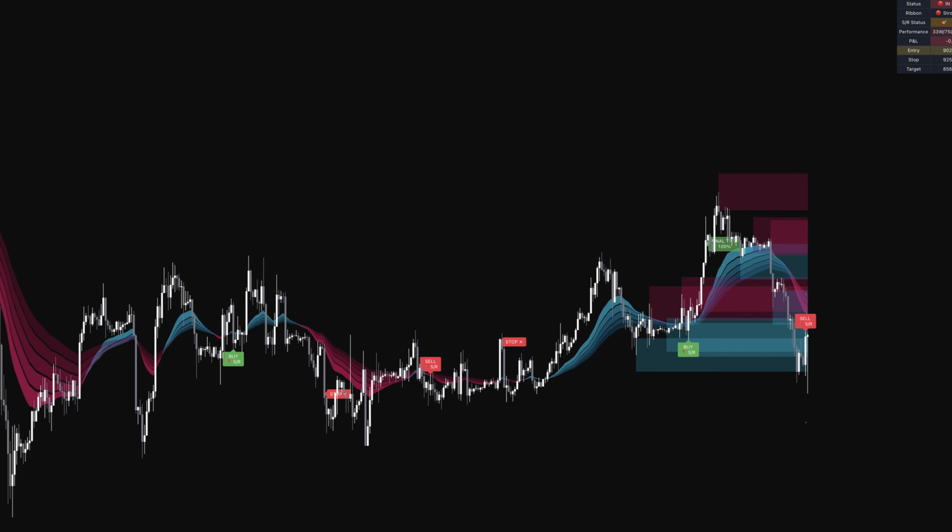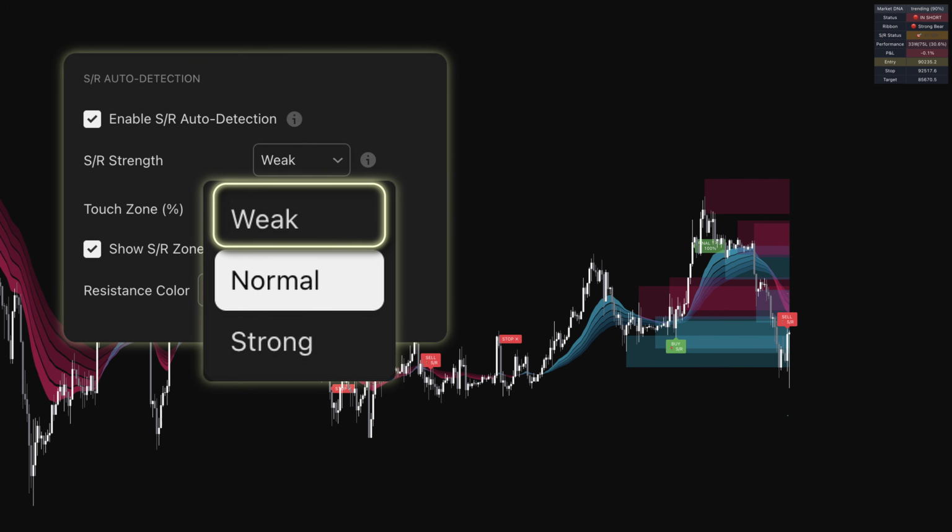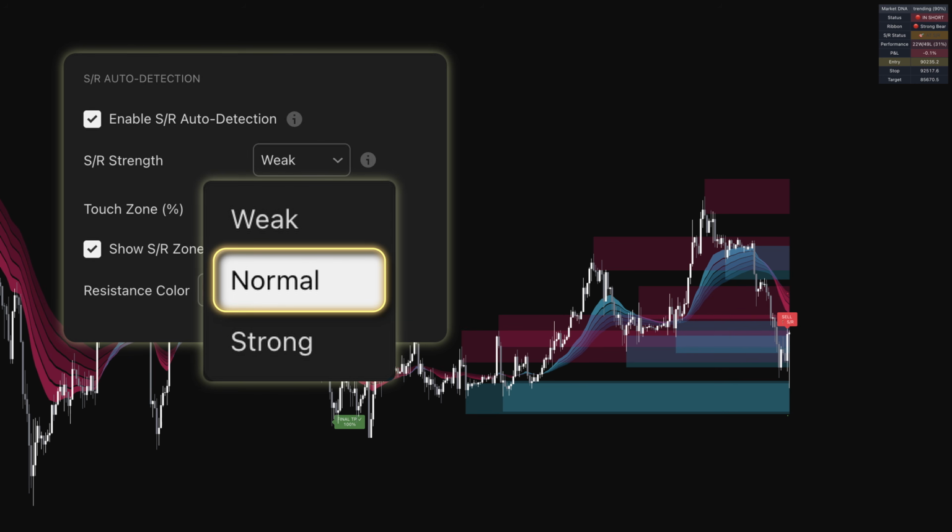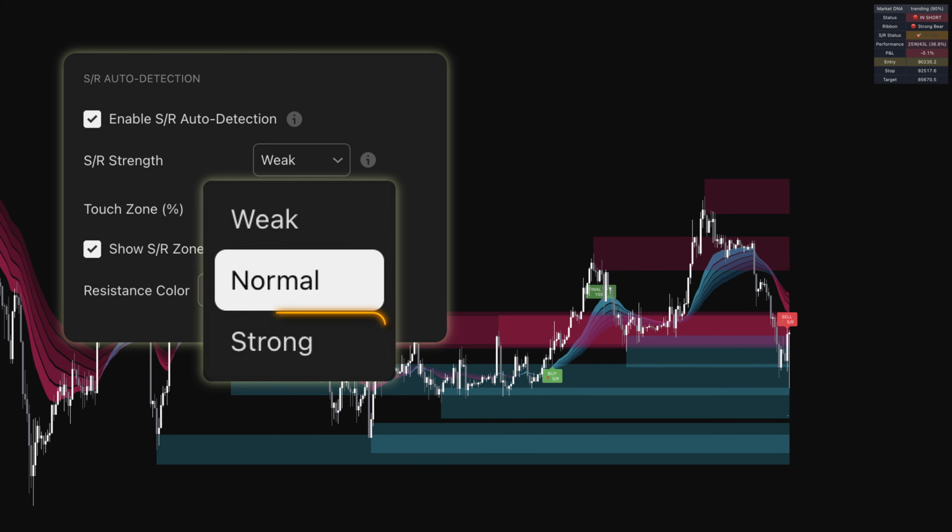3 sensitivity options. Weak finds more levels, faster response. Normal is balanced. Strong only detects major swing points.